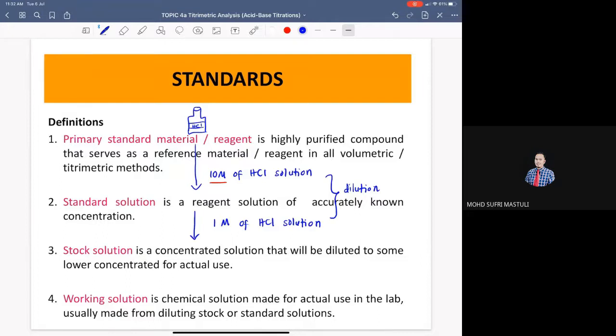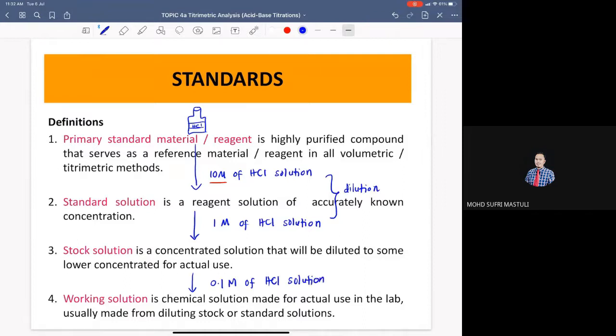From the stock solution also, we can prepare another type of solution. We call it a working solution. So what is a working solution? A working solution is a chemical solution made up for actual use in the lab. Normally the working solution can be prepared by diluting the stock solution or diluting the standard solution. Meaning that from the stock solution, we can prepare the working solution. For example, a much lower concentration, 0.11 molar of hydrochloric solution.